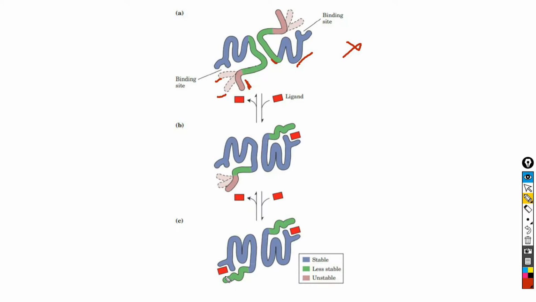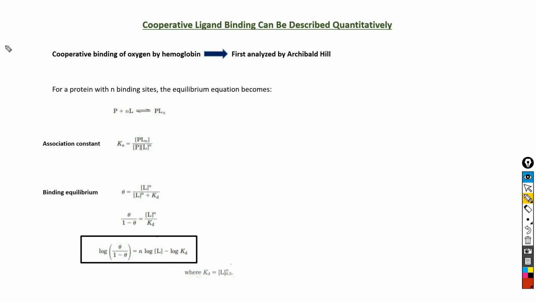Now the binding of a second ligand molecule to the second subunit takes place. The binding of the second ligand molecule to the second subunit of the protein occurs with higher affinity than the binding of the first ligand molecule, as the binding of the first ligand increases the affinity of binding of the second ligand. This is a kind of positive cooperativity, and the cooperative ligand binding can be described quantitatively.